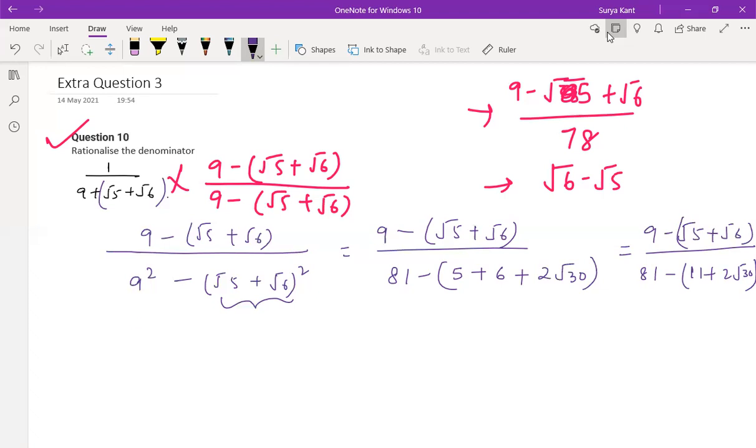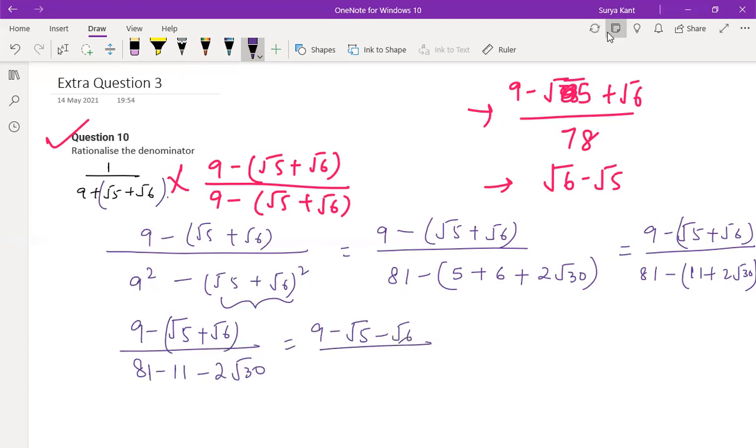Then what can we write here? 9 minus root 5 plus root 6 as it is, right? Then you can write here 81 minus 11 minus 2 root 30. You can open the bracket, 9 minus root 5 minus root 6, if you want, divided by 81 minus 11, 70 minus 2 root 30.